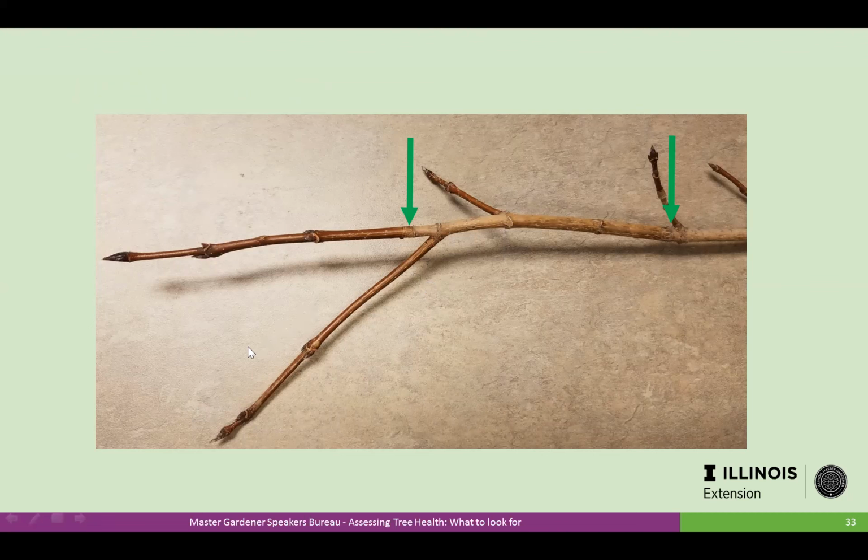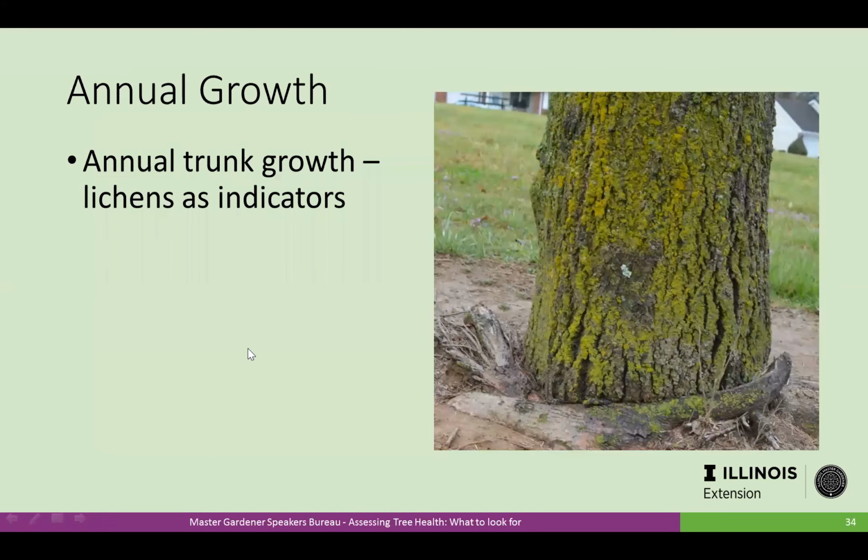Annual trunk growth. So here we're seeing some lichens growing on the side of this tree. A way of determining annual growth, they say, is to just look at how many lichens are accumulating. The lichens don't necessarily cause a problem. Be aware that they are part of the natural process. But sometimes on old trees, you begin to see a lot of them along with this moss.